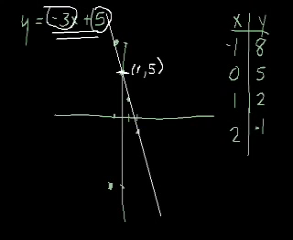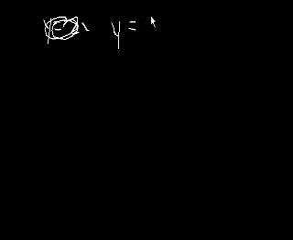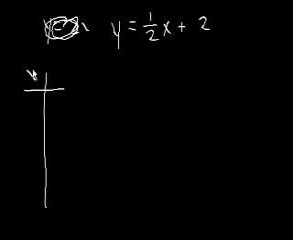Let's do one more real fast. y is equal to 2, no, we already did 2x. y is equal to 1/2 x plus 2. So, real fast. x, y, let's say. And you only need 2 points for a line, really. So you could just say, let's say x equals 0. That's easy. y equals 2. And if x equals 2, then y equals 3.